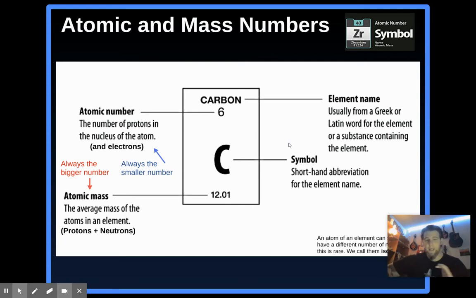So the basic breakdown of our periodic table. So now this is just, I'll say, the tile you would see on the periodic table for carbon.